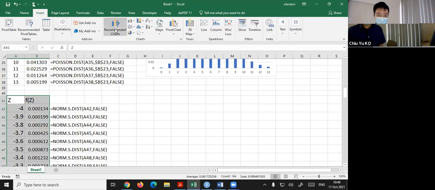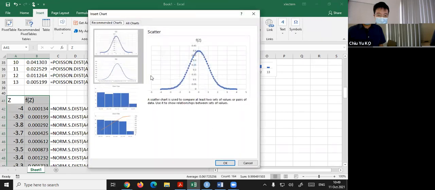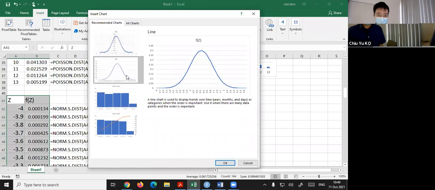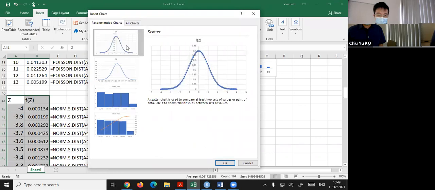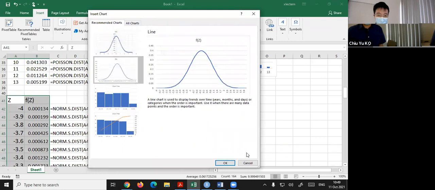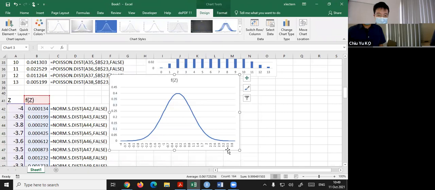Okay, so just use recommended chart. You can draw the smooth version. So that's how the bell curve comes in. Or you can draw this one, also fine. I think this one is the best. It looks like, yeah, this is the nice bell curve. Okay, this is how the bell curve is being drawn.